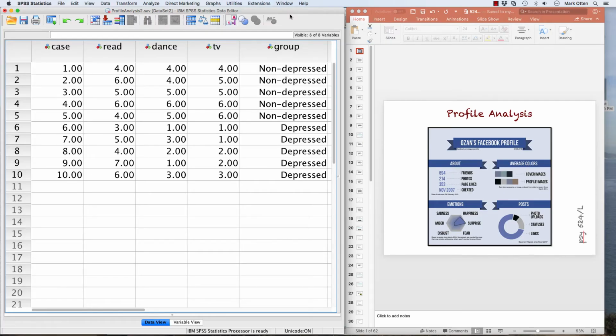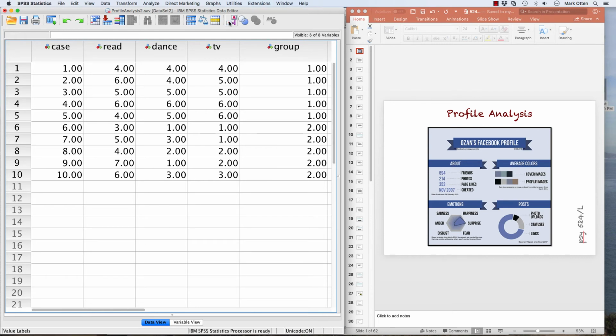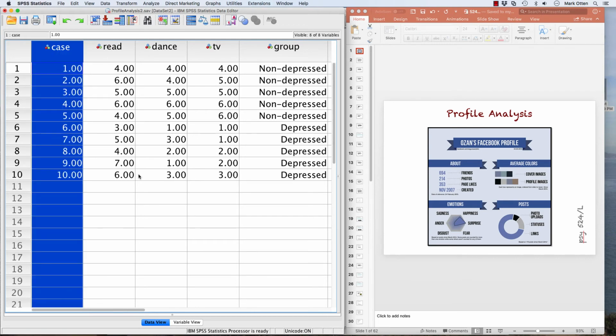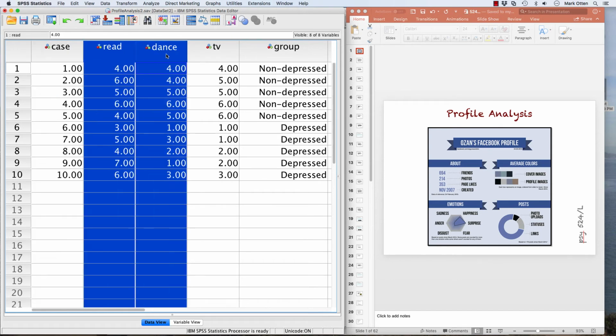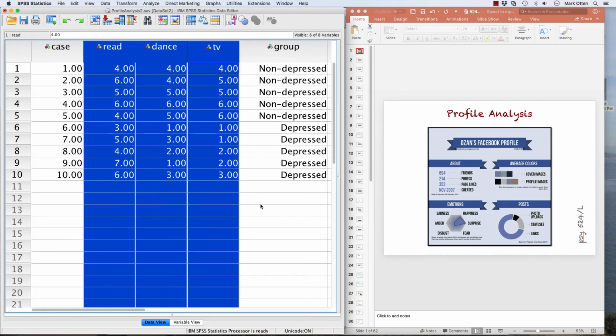Okay, so I have set up our profile analysis here in SPSS to be run. I have labeled our depressed and non-depressed groups as 1 and 2. I've also included a case number here just to keep our people straight, because we need to remember that we have 10 people here. Reading, dancing, and watching TV are our 3 dependent variables. We don't need to calculate those difference scores. We don't actually need to do anything other than run through our profile analysis in one step. SPSS is really doing a lot of work for us. Well, SPSS always does a lot of work for us, but especially in this case. So we're just going to run through it.